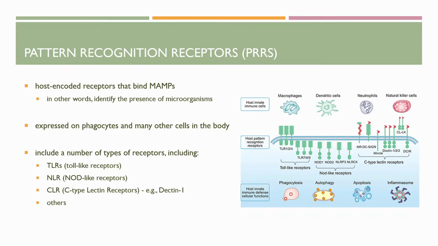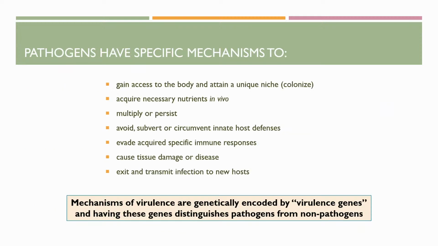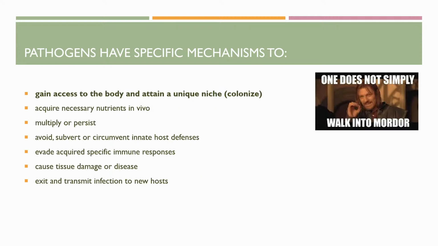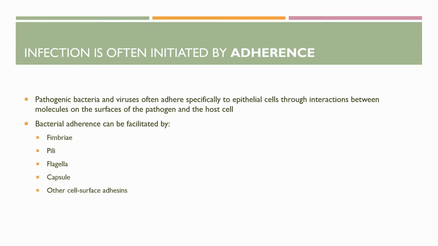In order for a pathogen to actually cause an infection, it has to go through a specific mechanism and actually subvert all of these different checkpoints. First, the pathogen has to gain access to the body and find somewhere to colonize. By gaining access, it's got to adhere or attach and then colonize. We'll go through these one by one. So we're going to start with this one. This infection is often initiated by adherence. There's got to be some sort of adherence mechanism.